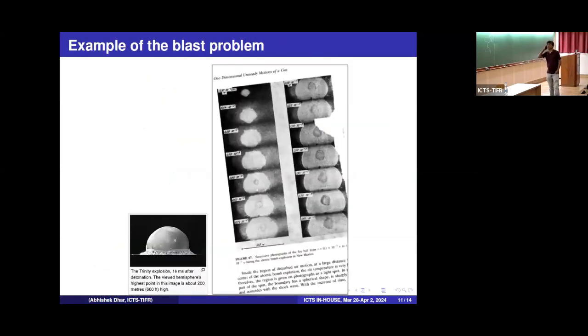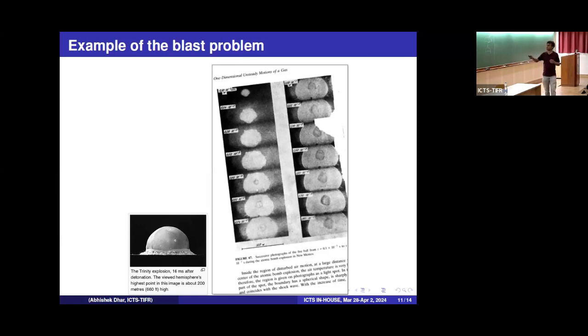I'll just give another example of a problem that I am interested in. It's called the blast problem, which started with the Trinity explosion, where you release a huge amount of energy in a very concentrated space and see how it evolves. Now you can imagine this is the most chaotic situation, right? It's a bomb blast. But this problem was studied by people like Taylor, von Neumann, and so on. And using the hydrodynamic equations, you can actually predict exactly how the profile of the bomb evolves.